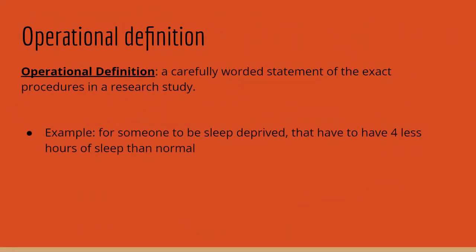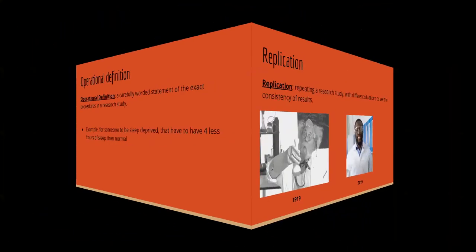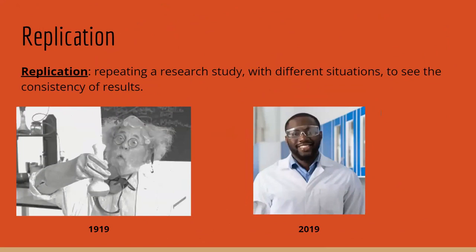All right, let's talk about an operational definition. This is basically a statement that shows procedures in a research study, but really it is some kind of standard that someone has set that all other researchers can use to replicate an experiment. Replication is just being able to repeat the study with different situations to see the consistency of the results. So let's say this guy in 1919 finds something, he makes the operational definition so that this guy in 2019 could use that.